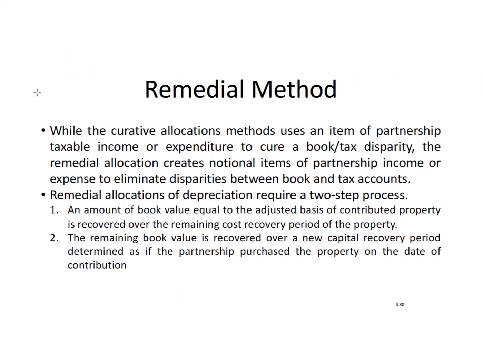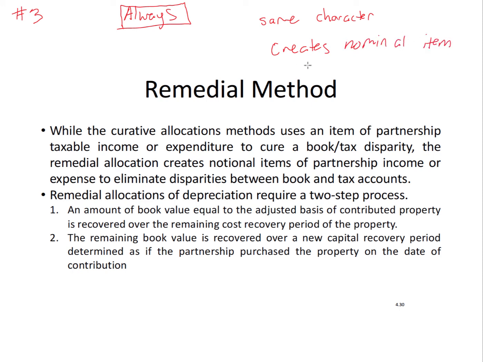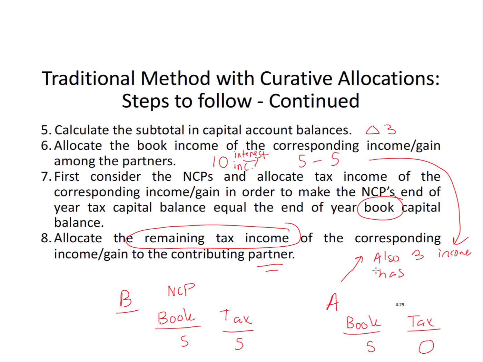Okay, so we're on the third method, the remedial method. So the remedial method always works. This is the most difficult of the 3 methods. So basically what this one does is it's similar to the traditional method of curative allocations, except instead of looking for the same character, it simply creates a nominal item to offset of the same character. And it uses that to offset the other partner to give the non-contributing partner the amount. So it does not result in the same amount as this.